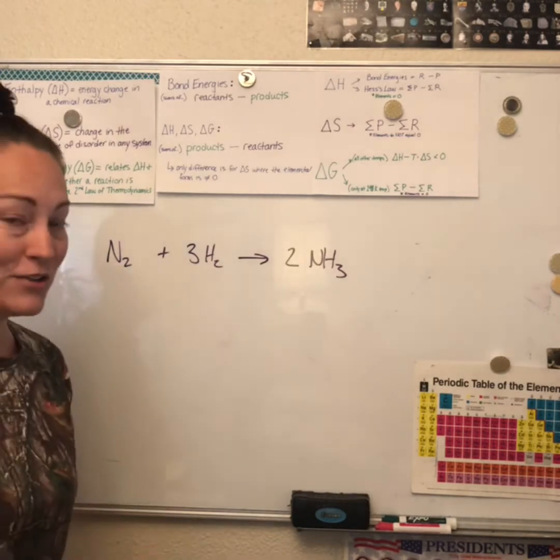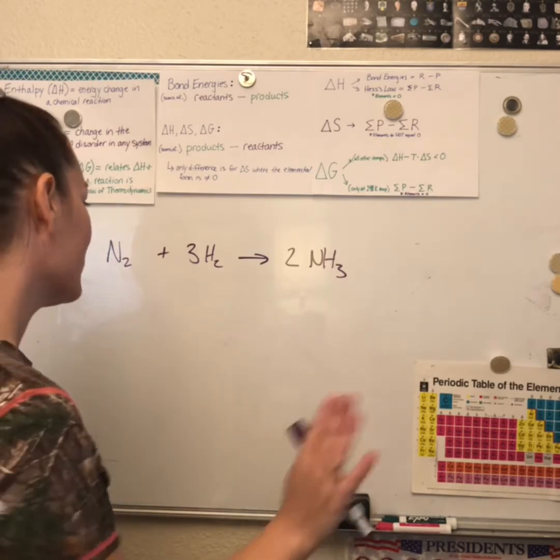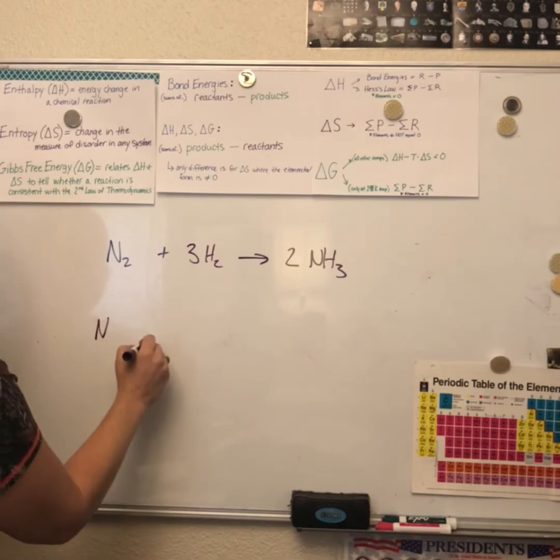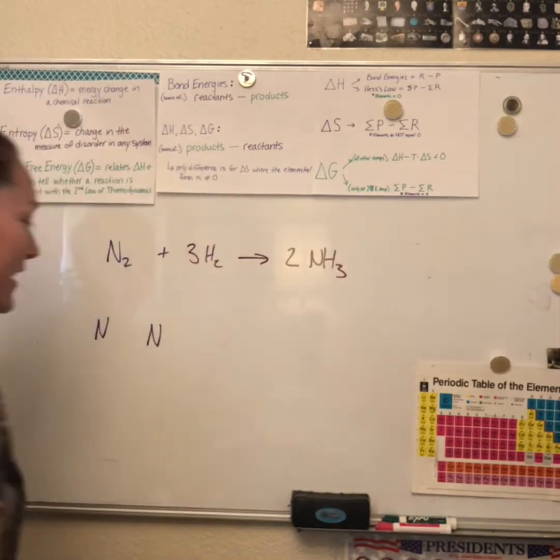If you don't remember how to do this, go back and brush up on it. I'm not sure if it was like module 7, something like that. So I've got 2 nitrogens, like this. And I know that nitrogen has 5.